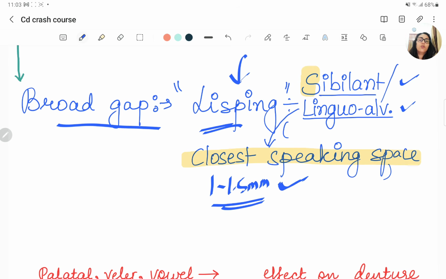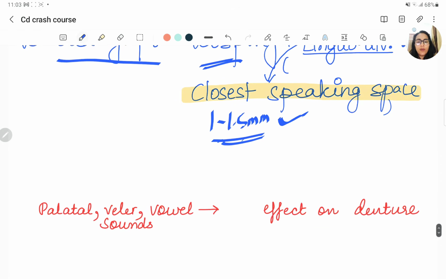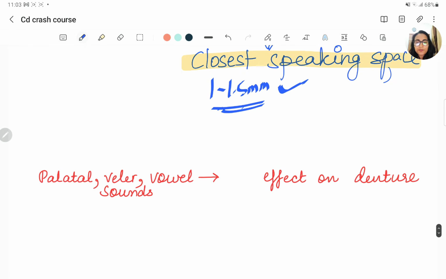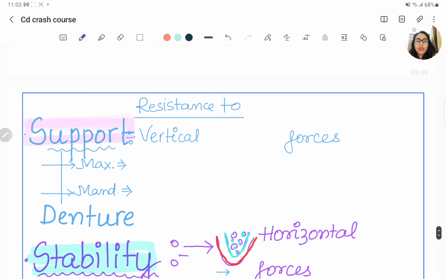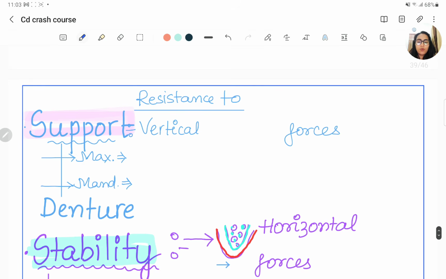Between the upper and lower teeth, there is a separation of 1 to 1.5 millimeters. Palatal sounds, velar sounds, or the vowel sounds have no effect on the denture. Now talking about support. Supports provide resistance to the vertical seating forces on the denture.